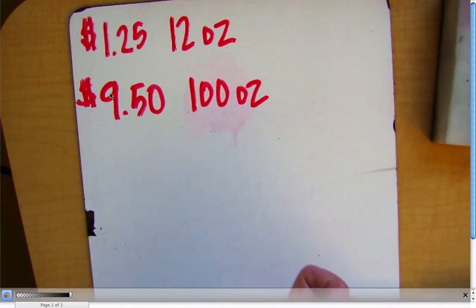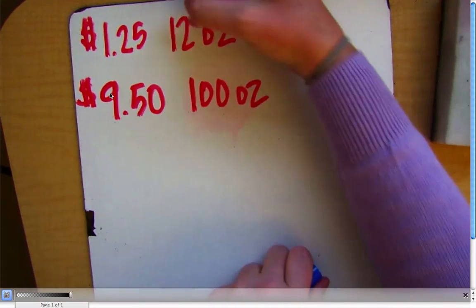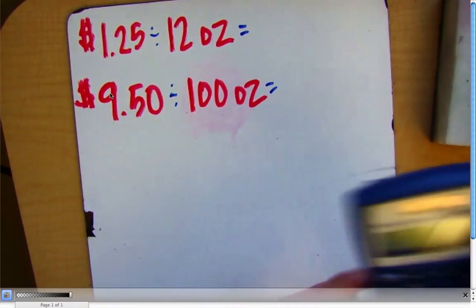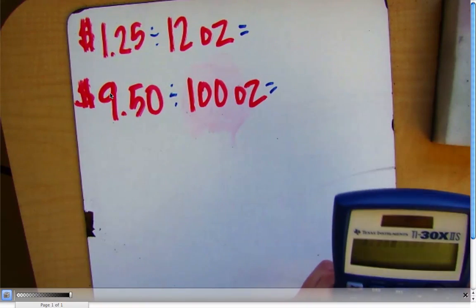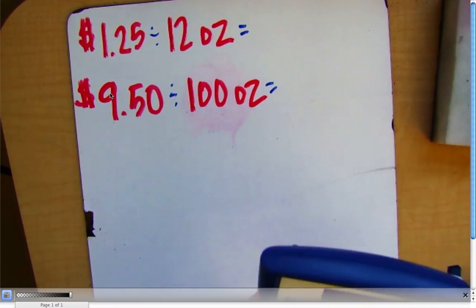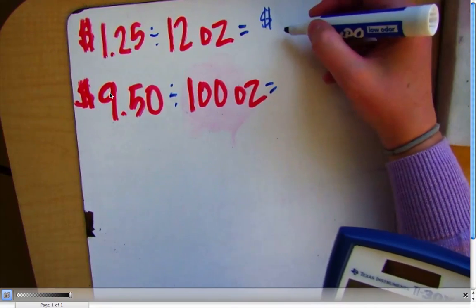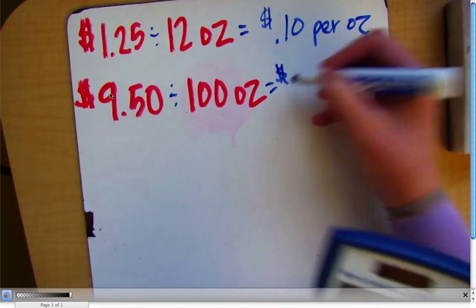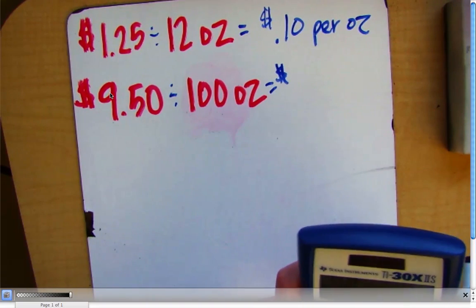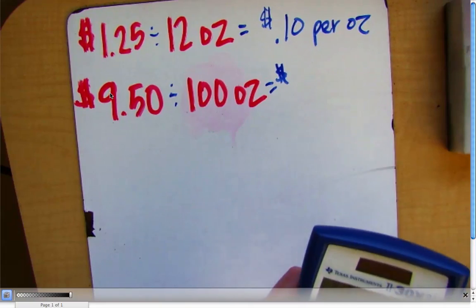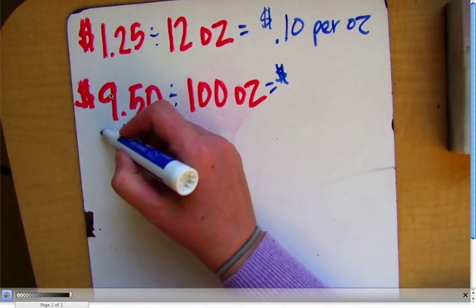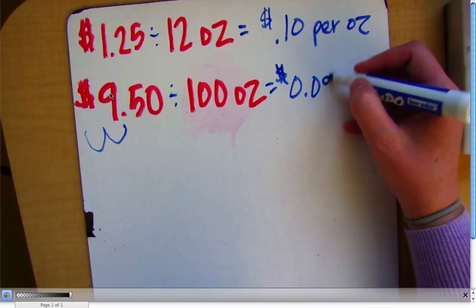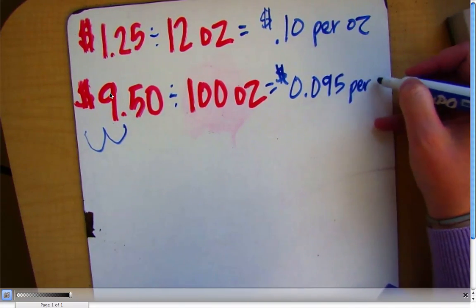All right, so again, you would divide. So basically, we're dividing the money by the number of ounces. So we're doing this. Grab my calculator. $1.25 divided by 12 is about 10 cents per ounce. And then the second one, $9.50 divided by 100, which should be easy because if it's 100, what do you do when you divide by 100? You just slide it over twice. So that's about 0.095 per ounce.